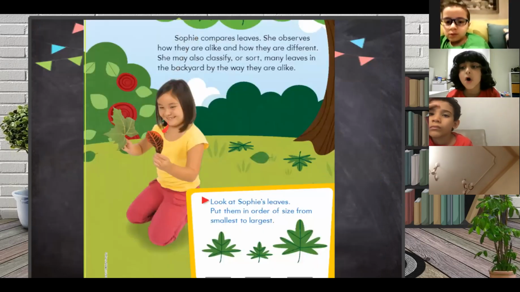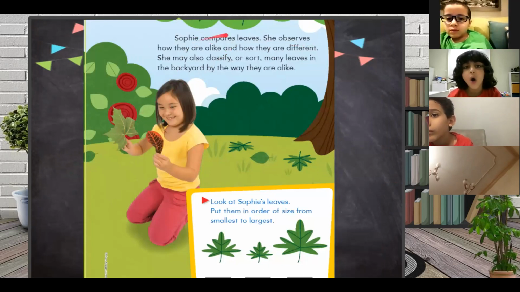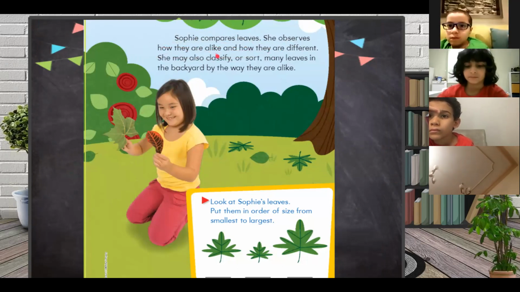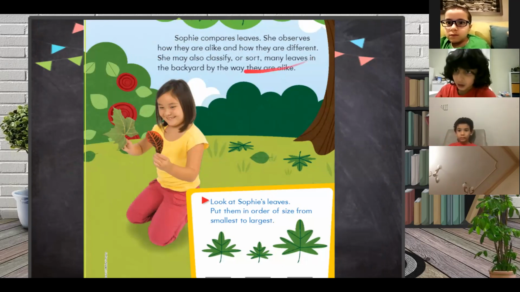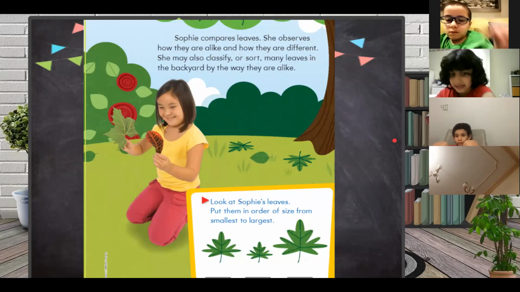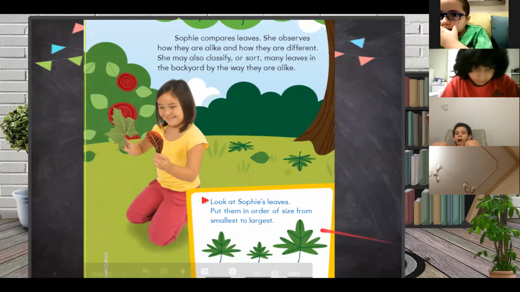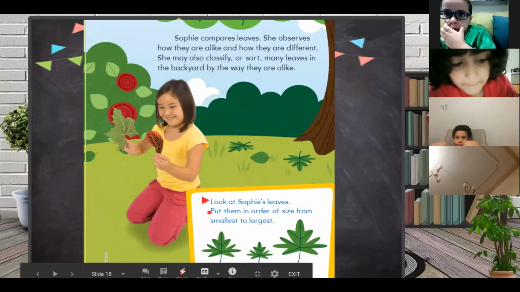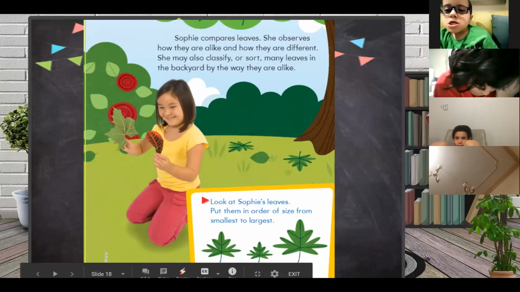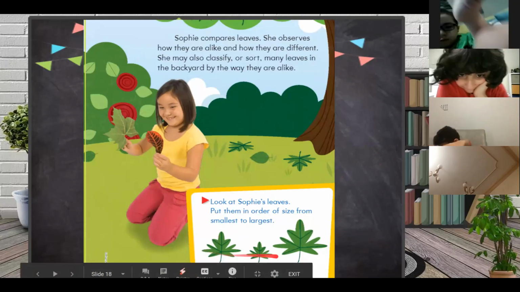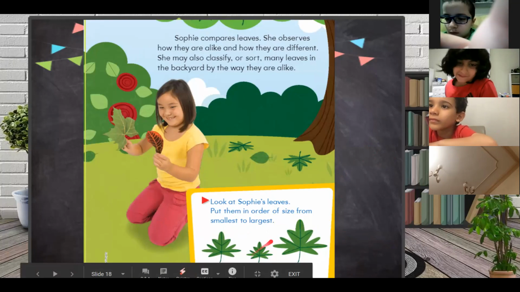Excellent. Now, Sophie over here, compare. She compares leaves. She observes how they are alike and how they are different, just like we did before. I asked you to compare between the leaves and tell me how they are alike and how they are different. Okay, I want someone to look at Sophie's leaves and put them in order of size from smallest to largest. Amir al-Bakri, please. Which is smallest? Can you tell me which is number one?